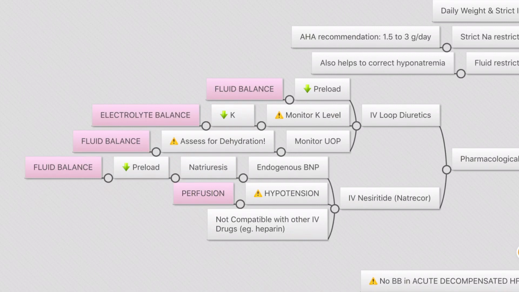Now, the next medication will be IV nesiritide. IV nesiritide is an endogenous BNP, which is the same thing as your B-type natriuretic peptide. So that helps with natriuresis, removal of sodium and water out of the body to decrease preload, and helps with the fluid balance. But the problem is if you get rid of volume, then you're going to lead to hypotension. So you think about perfusion. Checking blood pressure is very important when you're giving this drug. Now, remember, IV nesiritide is not compatible with other IV drugs, for example heparin, so you don't want to mix it with other IV medications.